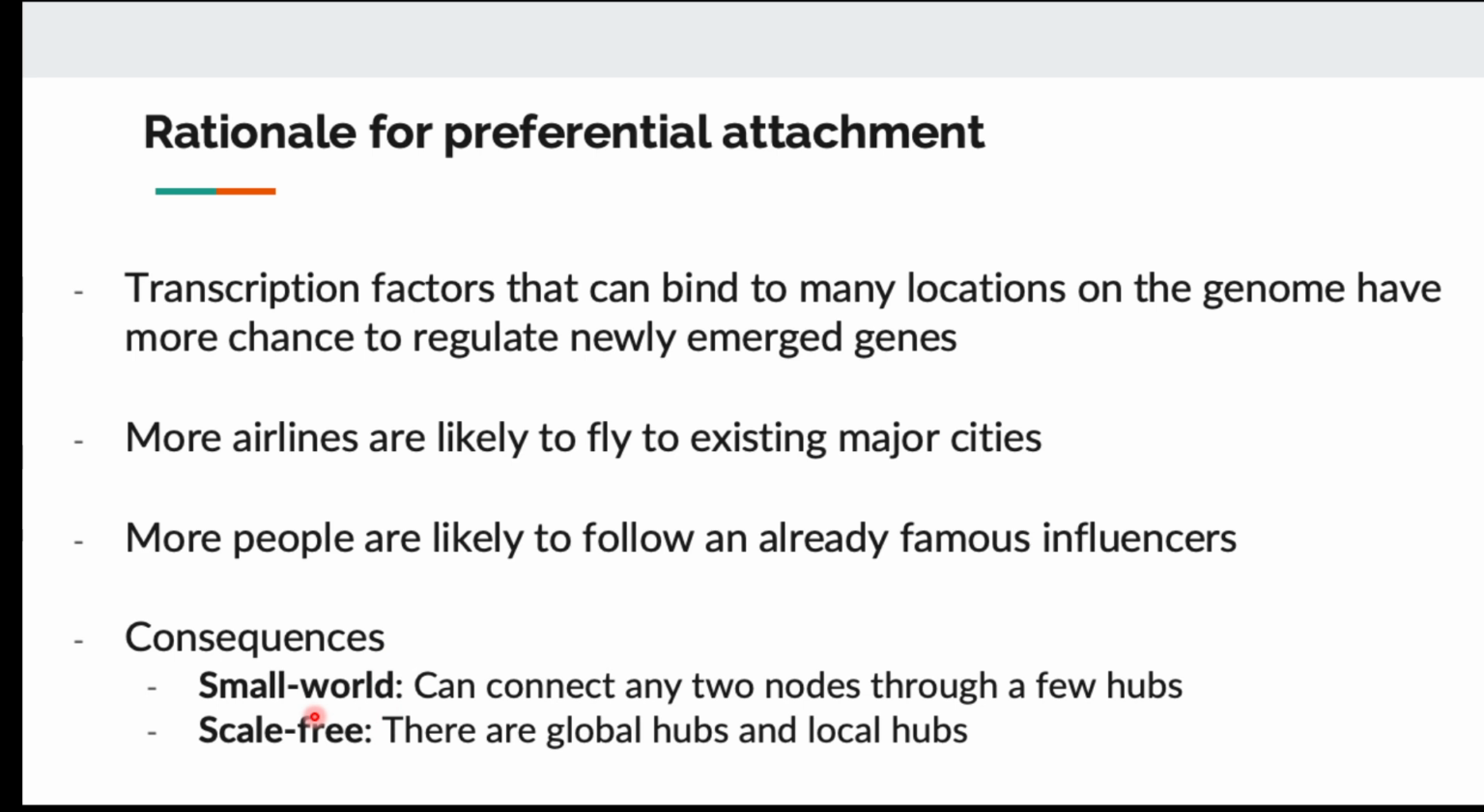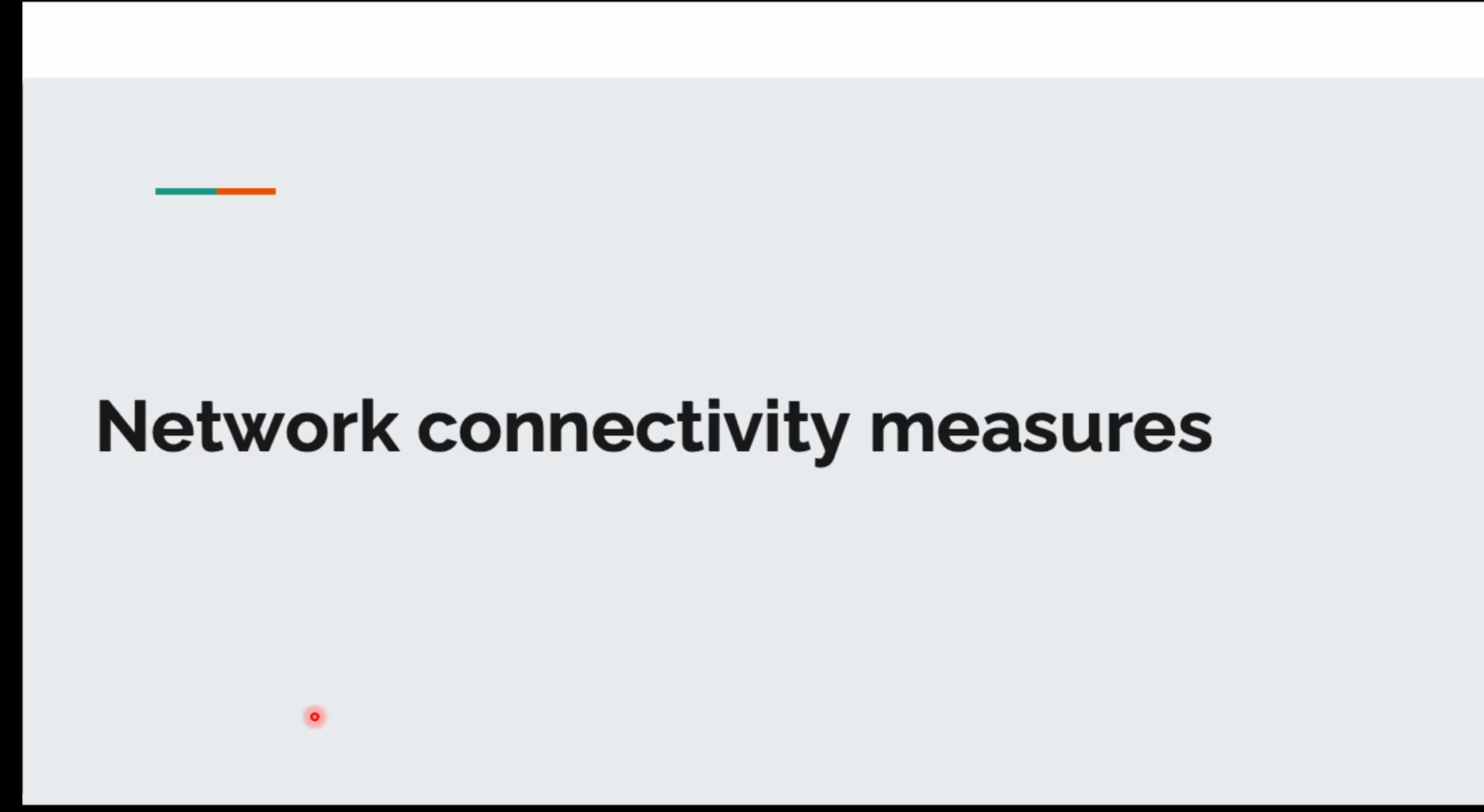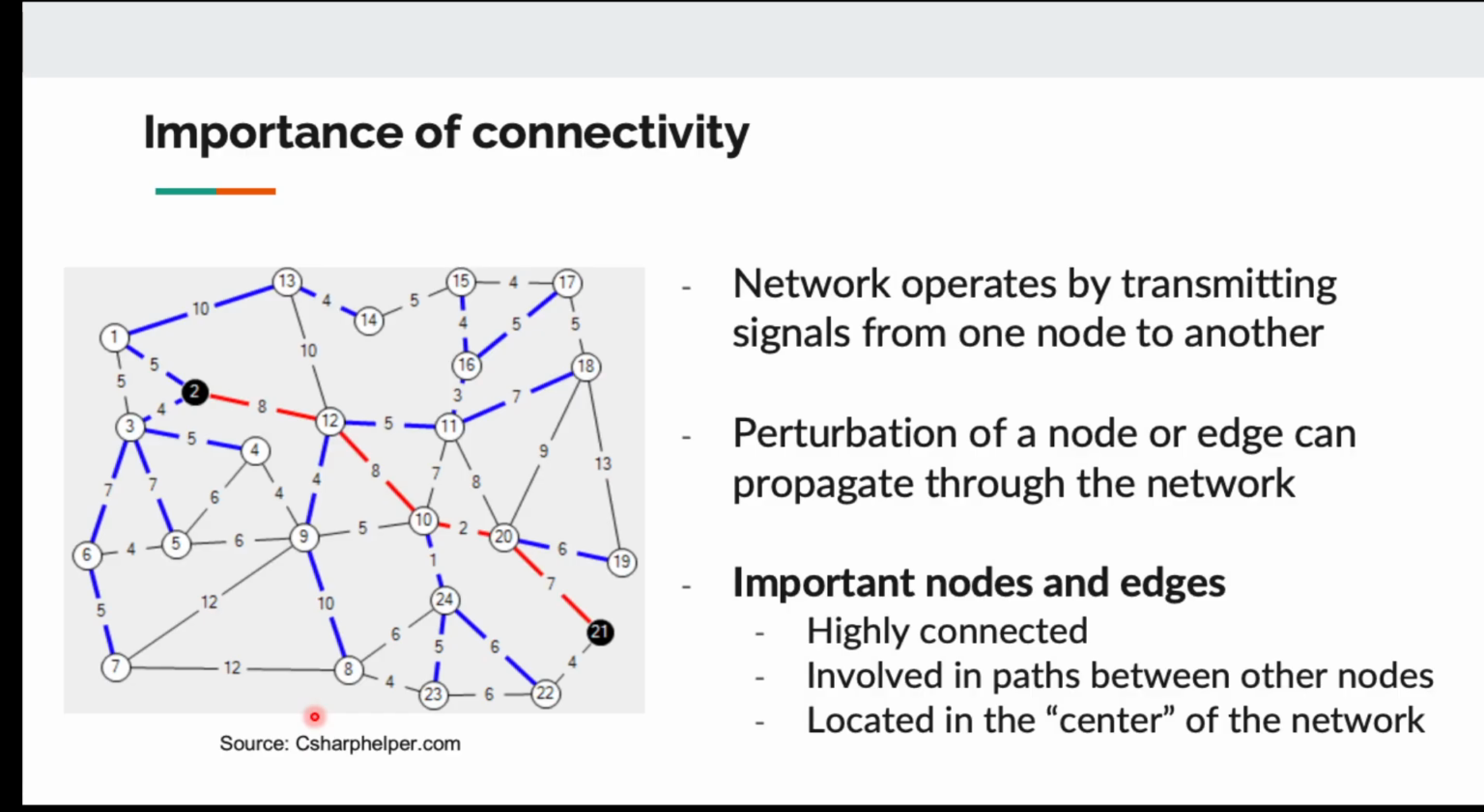Okay, so these two properties are not the only two properties that people care about. In biology and in mathematics, people want to measure other properties of the networks. And some of these will have implications and applications for us as well. So let's look at some of them. So why do we want to care about the connectivity in the network?